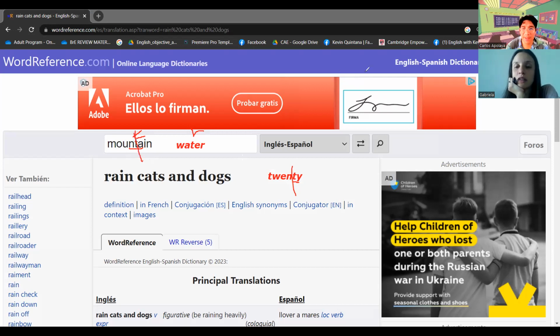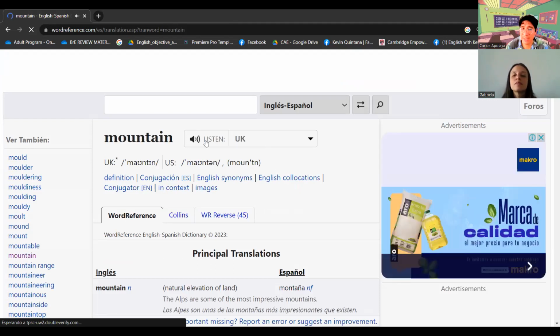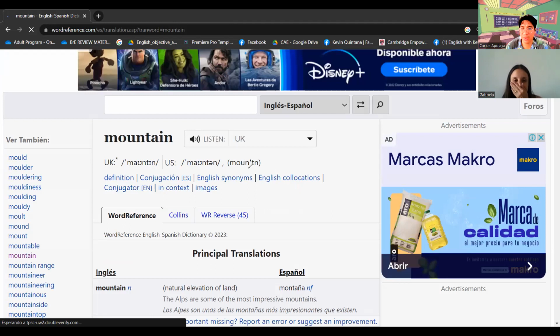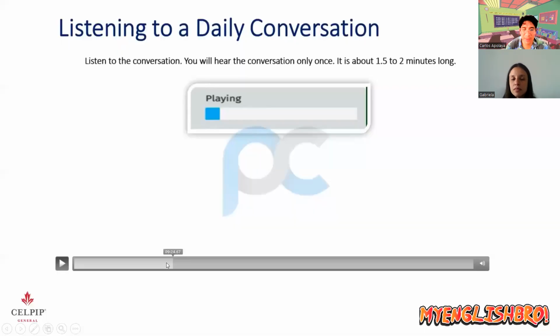Mountains. A ver, escuchemos. Vamos a escuchar aquí. La pronunciación, escucha. Mountain. Es la pronunciación normal, ¿cierto? Ahora, NT, sonido de vocal. Elimino la T, ¿cómo quedaría? Mountain. ¿Cierto? Sí. Ahora escuchemos si dice mountain or mountain.